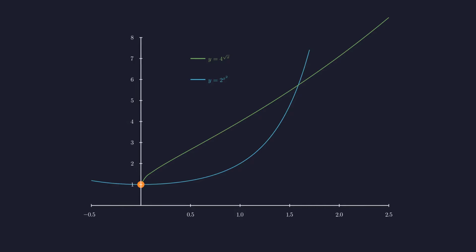The first intersection happens right at x equals 0. This confirms our first solution. And the second intersection point sits at cube root of 4, which is about 1.587. Perfect match with our algebraic solution.